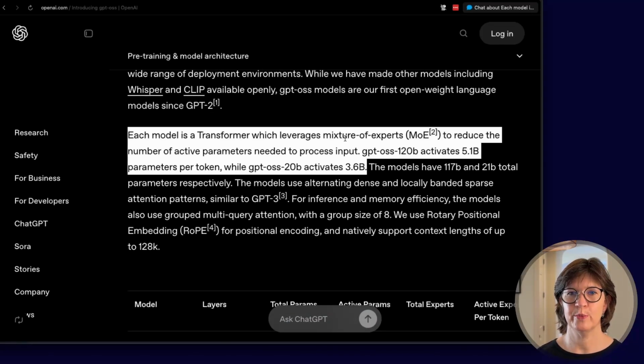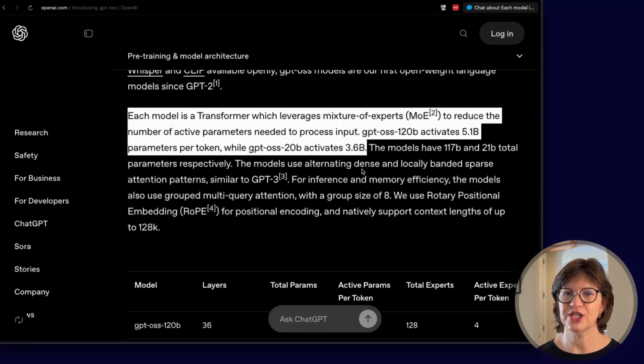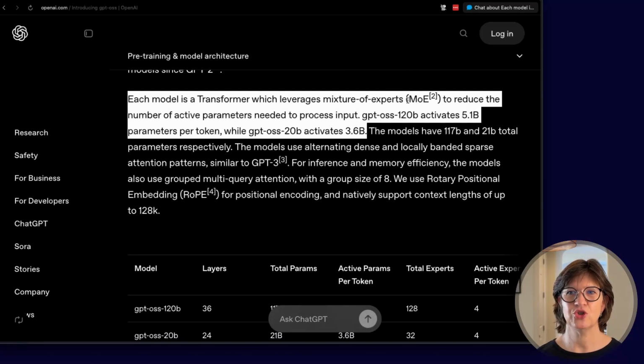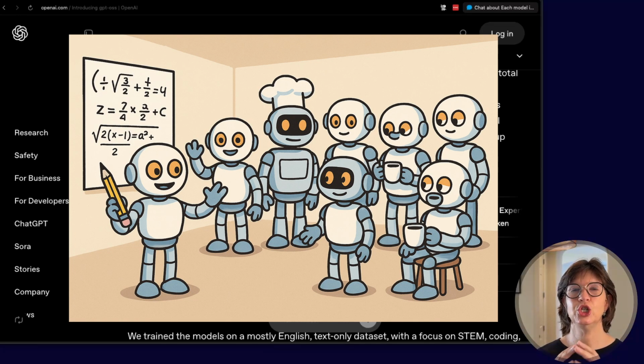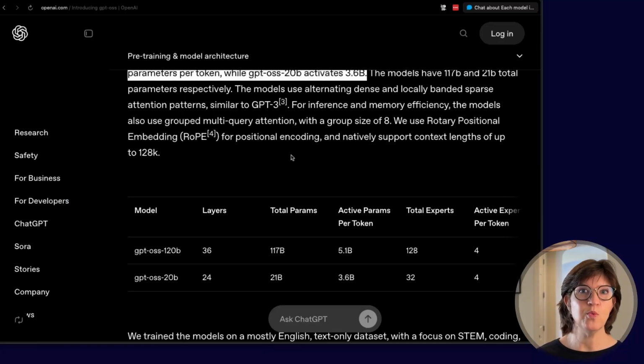Each model is a transformer which leverages mixture of experts, MOE, to reduce the number of active parameters needed to process input. The first thing there to break down is mixture of experts. Imagine you walk into a room and there's 20 experts across a bunch of different fields. If you walk into the room and say something like, "Can you explain how the transfer of electrons happens in a molecule?" You'll get a few people of those room of experts standing up and saying, "I can explain that to you," but you don't need everyone trying to explain it to you. You want the person who's an expert in chemistry, maybe biology, to kind of break it down for you.